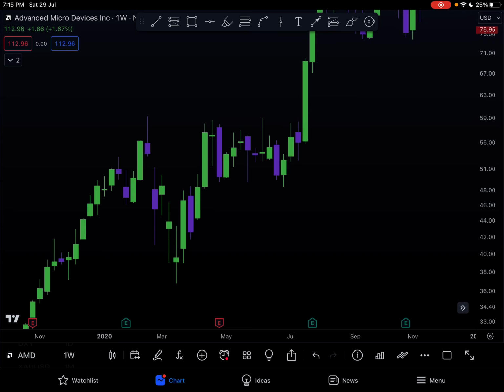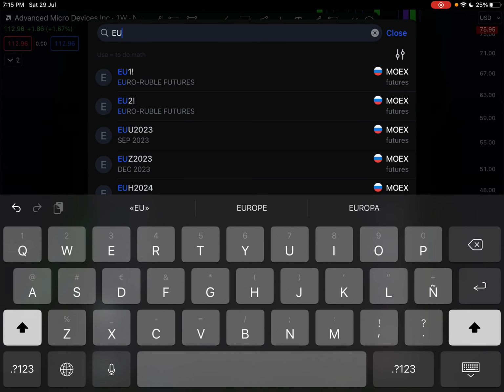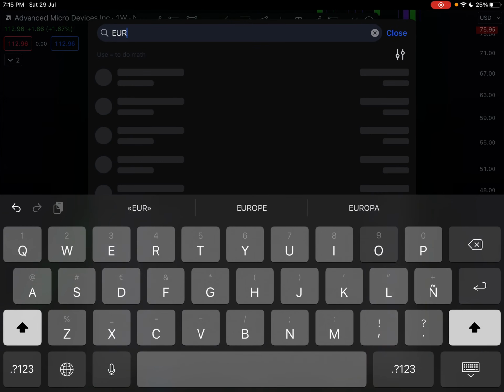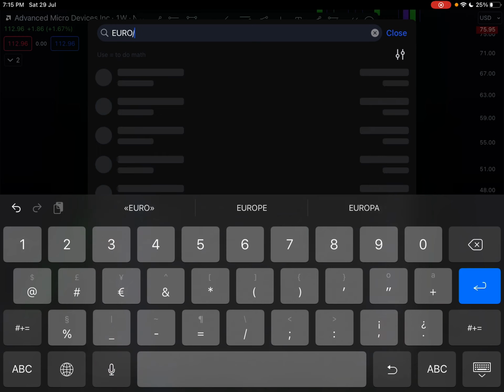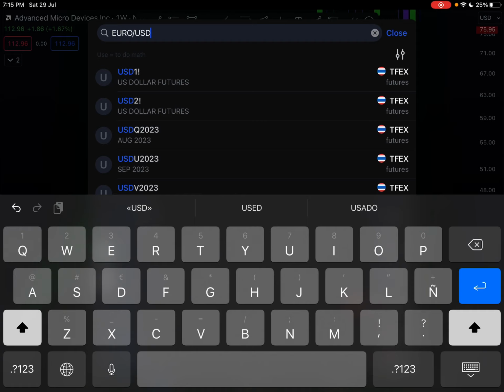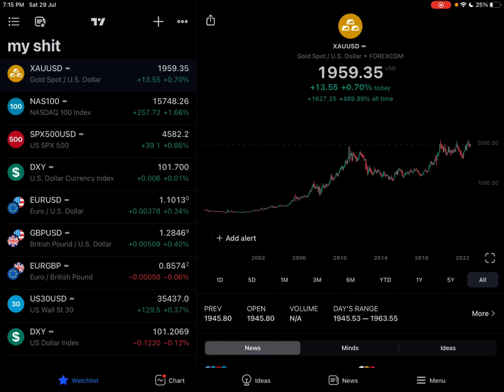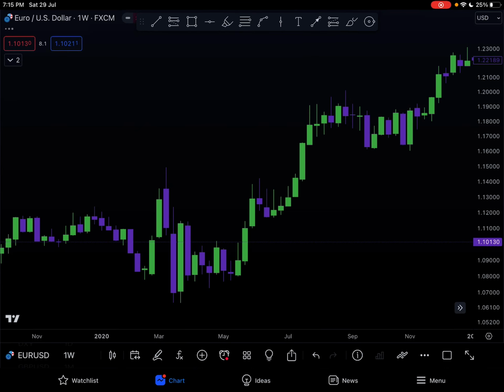But the thing about this, okay, and I want to show you something. Now this is the flip side to a fair value gap, okay? What the fuck is going on? I can't find Euro USD. Oh, there it is. Okay.